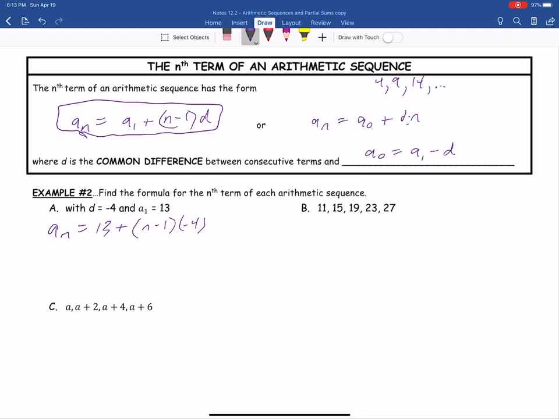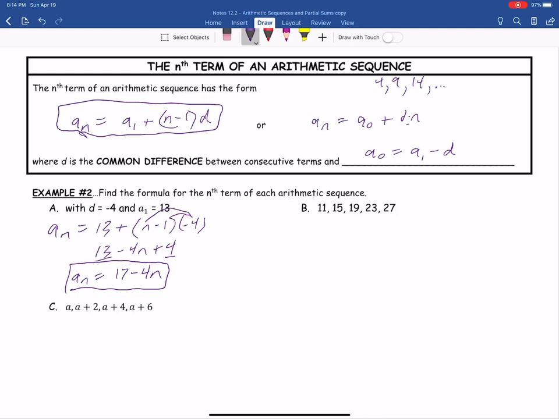Now, you might be going, is that it? No, we're going to simplify this because we have like terms that we can combine. So this is just algebra 1, basically. Distribute that, and we've got 13, negative 4n, and negative 4 times negative 1, positive 4. And so A sub n is going to be equal to 17 minus 4n. Put those like terms together and simplify it as much as you can.